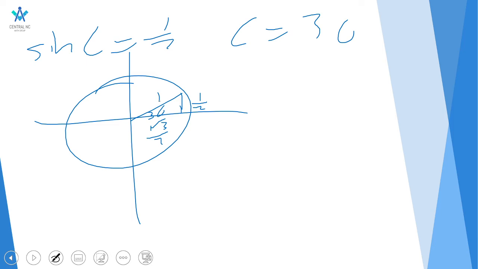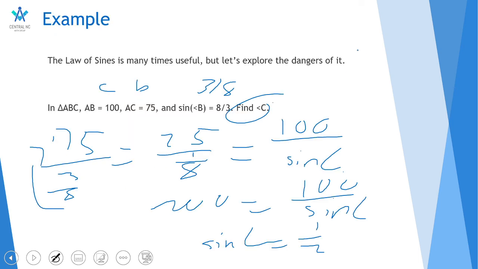But that's not the only answer. Since this 1/2 works, where else can it have 1/2? 1/2 could be here. It could be this degree, 150. You have to watch out. So C could also equal 150 here.